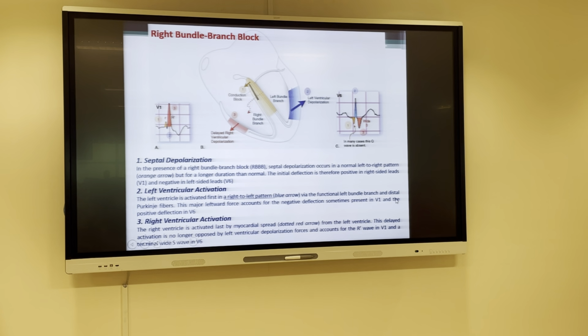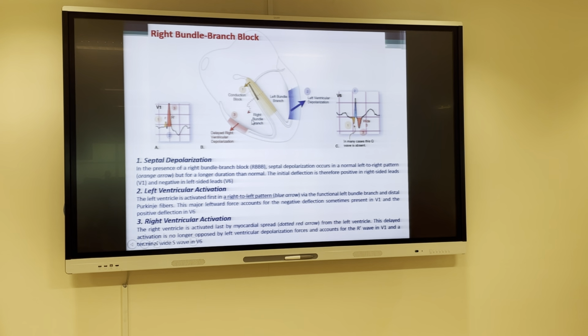We'll quickly go over it. Initially, the impulse comes from the sinus node and activates the atria, and we have a P wave. Just now I'm concentrating on V1. Septal activation is going left to right. This is the normal activation of the septum, left to right. So will V1 be positive or negative? Positive, because it is going towards V1. So always remember, towards the positive electrode is positive, away from the electrode is negative.